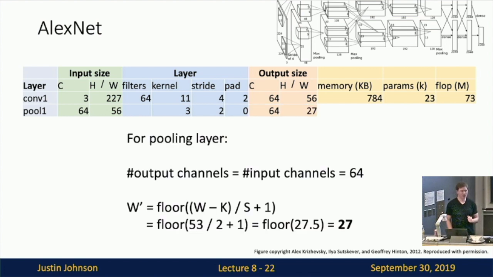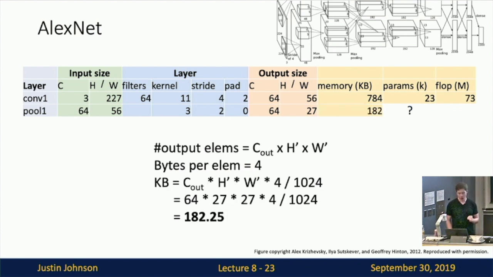Well, the number of channels is the same, because recall that pooling layers operate independently on each input channel, so pooling layers don't change the number of channels. And here, this pooling layer has the effect of downsampling the input spatially by a factor of 2. AlexNet's kind of a funny architecture, and all the numbers don't actually divide evenly, which is a little bit annoying. So here, after we divide by the stride, we also have to round down to get the output spatial size of 27 by 27.